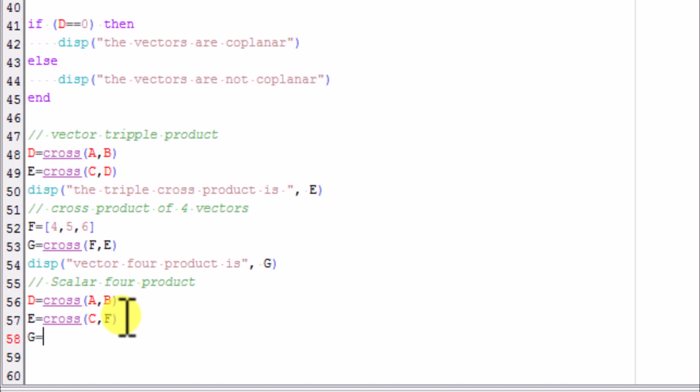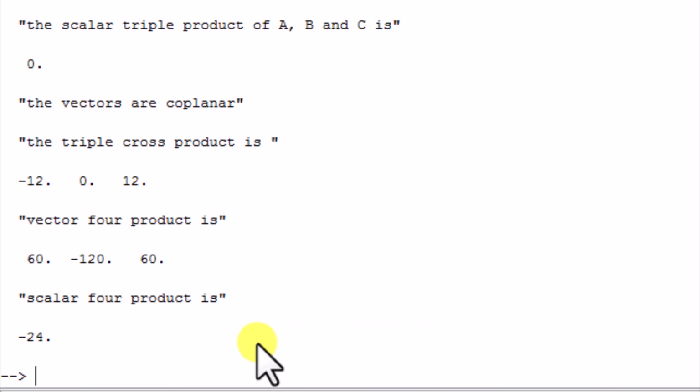So this time I have to take the dot product between D and E. So I will write D star E prime, and then "scalar product is" in double quotes, comma G. Now let us see the output in the console. Scalar product is coming out to be minus 24.